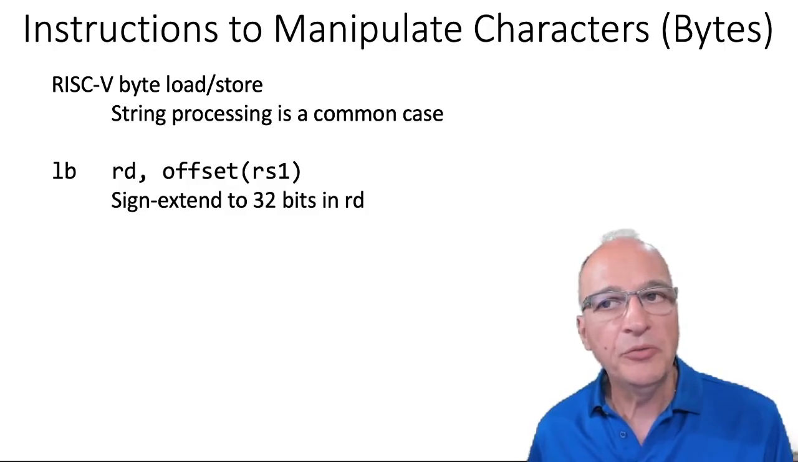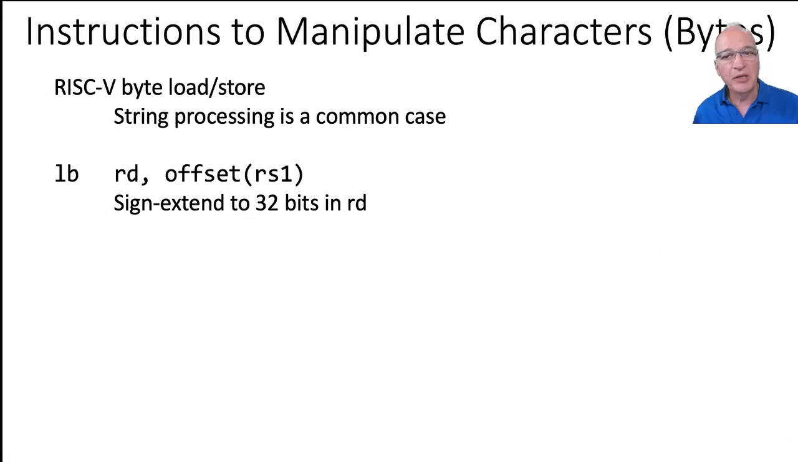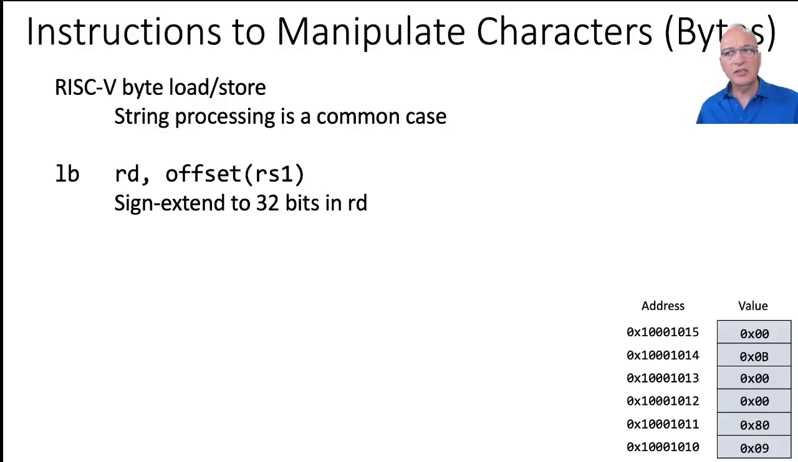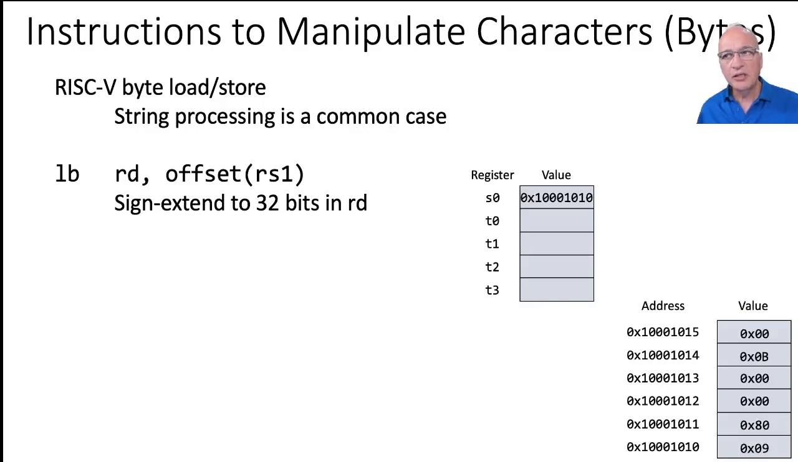What the load byte will do is take a single byte from memory, sign extend it to 32 bits, and then store that byte into the register. So let's look at an example. Here's some memory, and notice that the distance between the positions in memory is 1, so there is 1 byte in each position. We have the values for the different positions in memory, and let's suppose the register S0 contains that address, and I issue the instruction lb t0, 0(s0). So I'll be loading the byte 0x09 into the register T0.